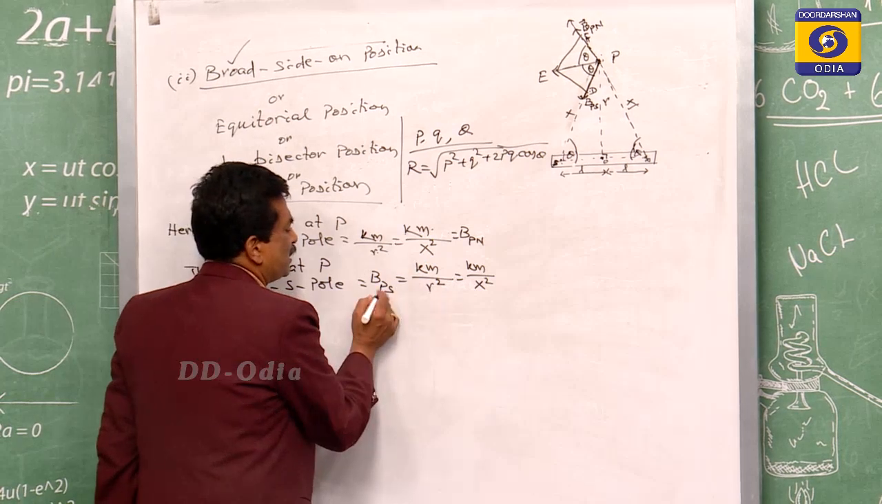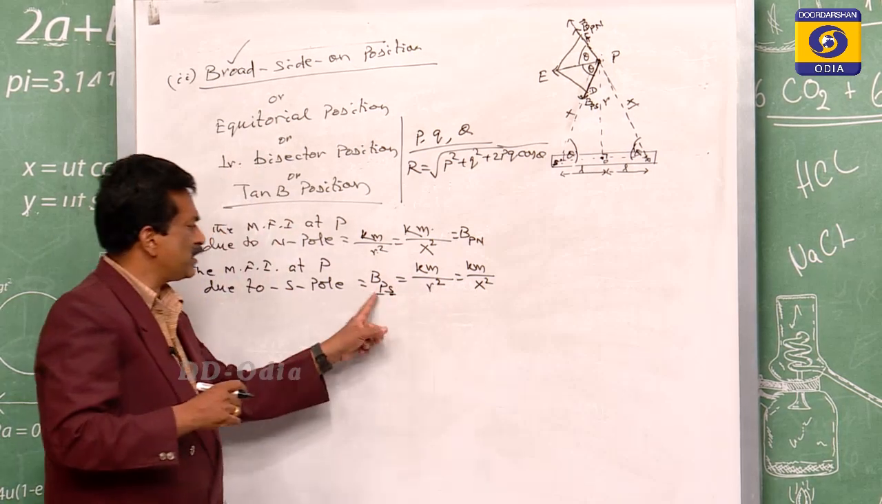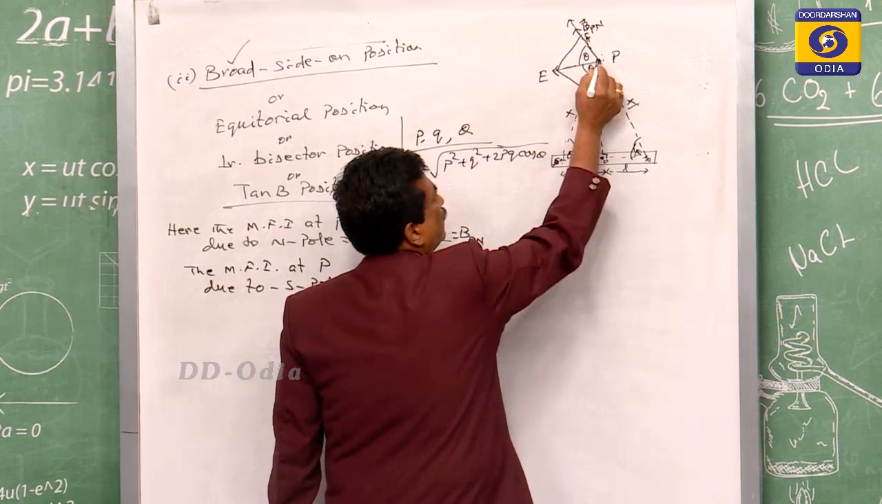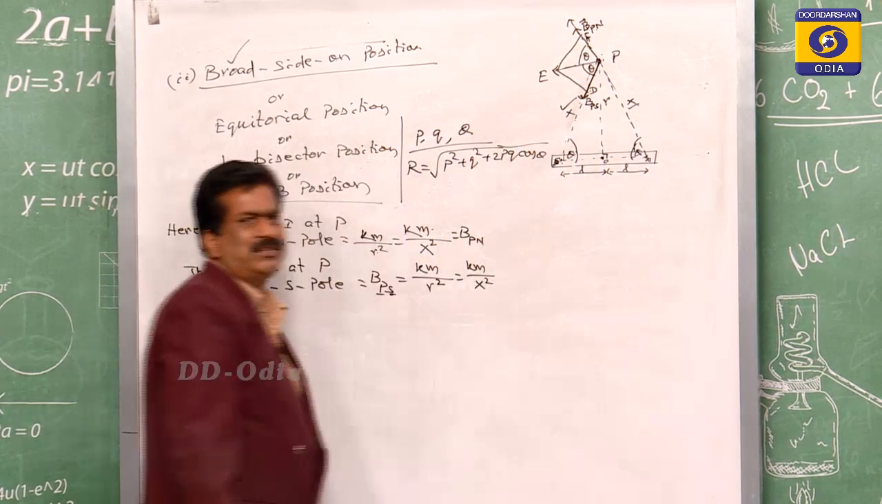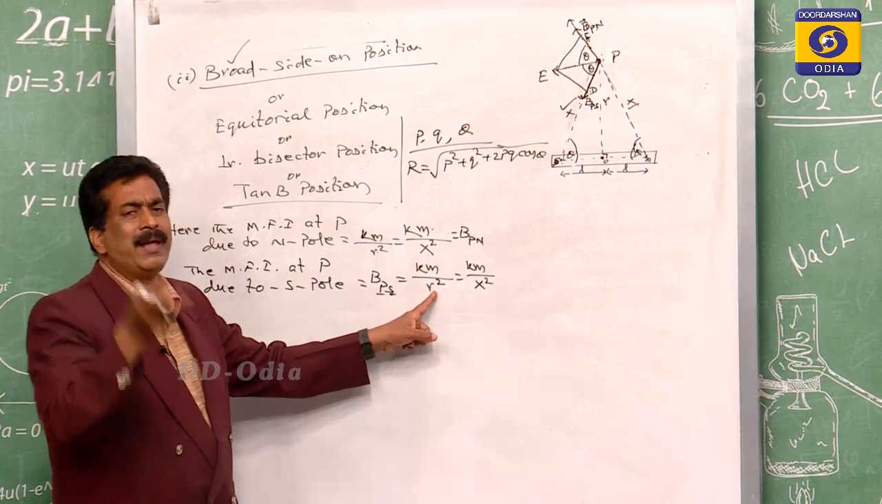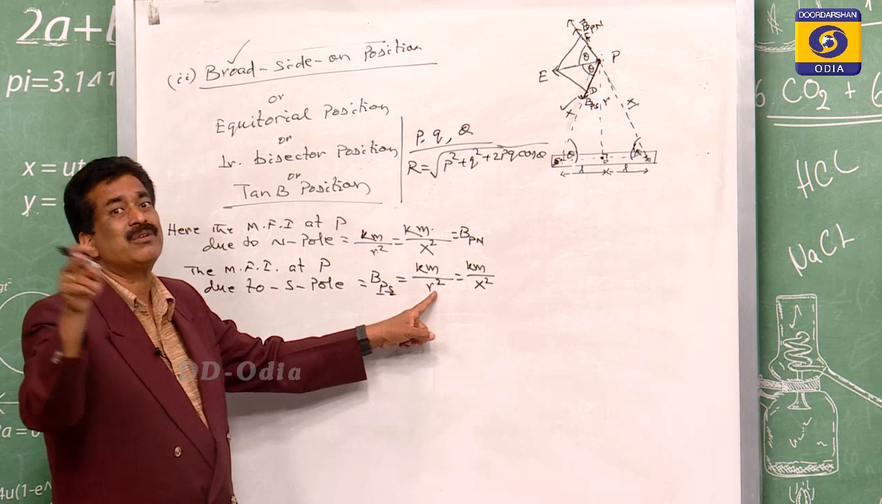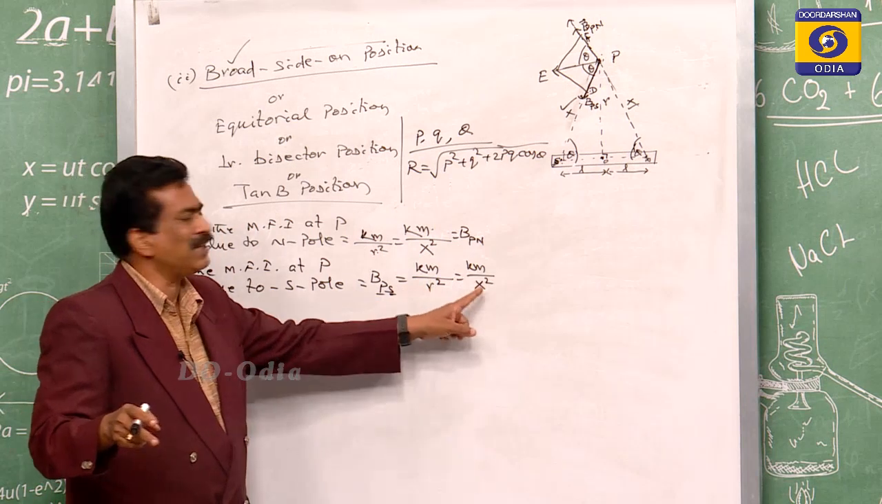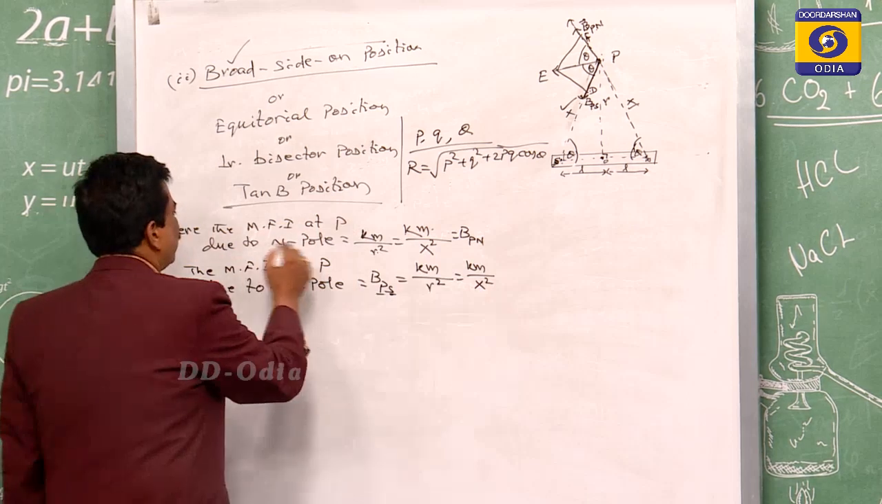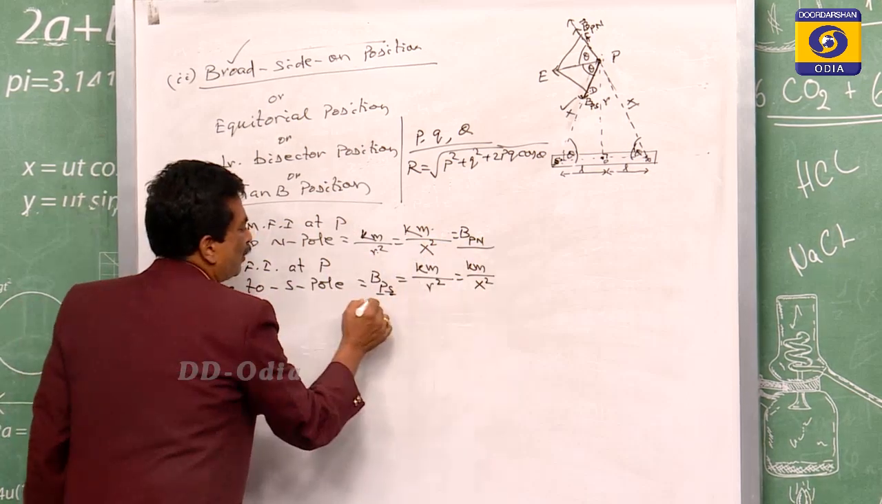R is the distance between P and S. So, the distance between P and S is what? That equals x. So, k m by r square is the formula. According to the formula, the symbol which we have taken here for r is x. So, k m by x square. So, this equals BPN and BPS.